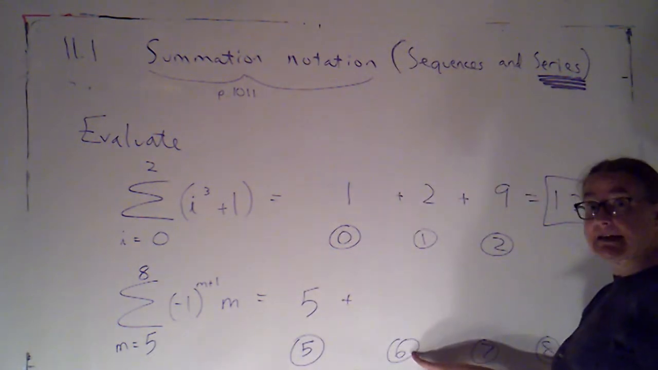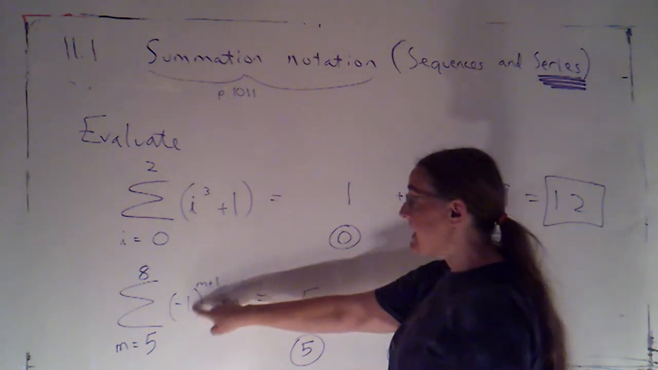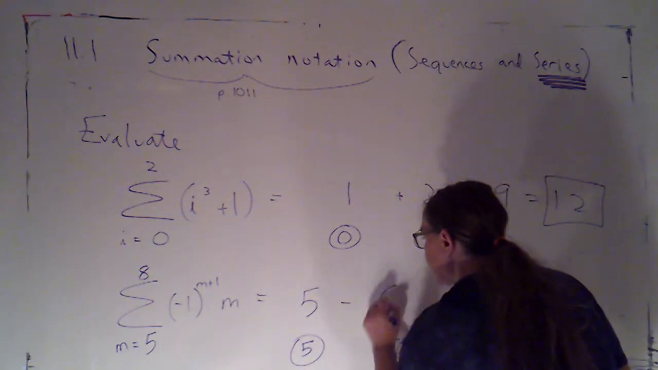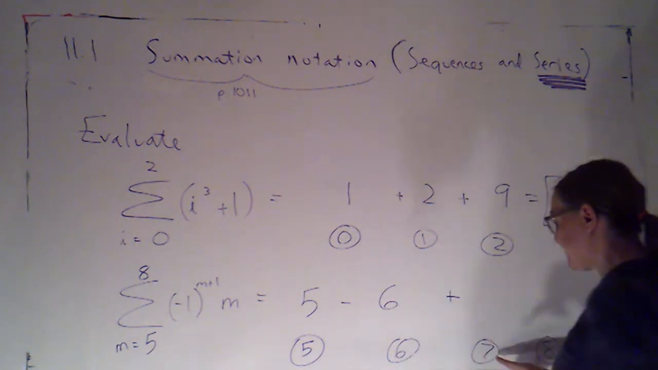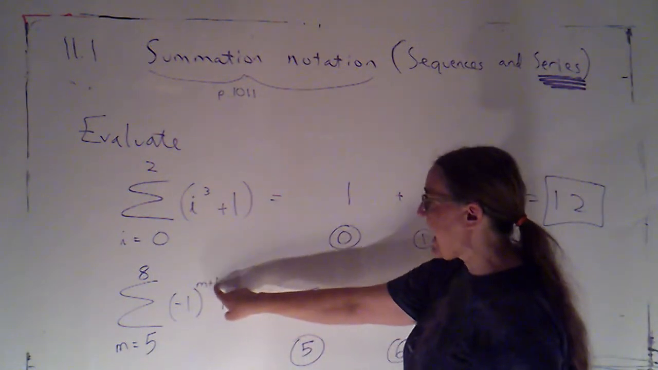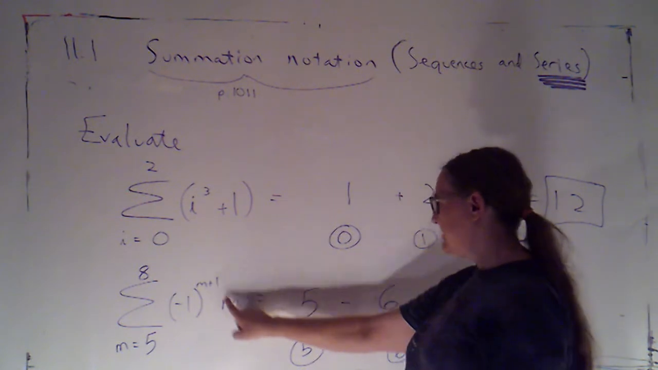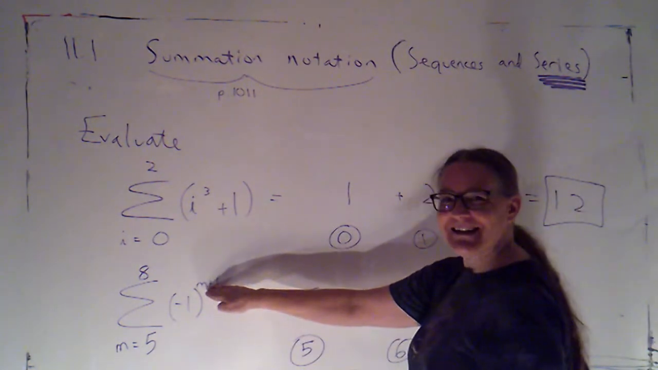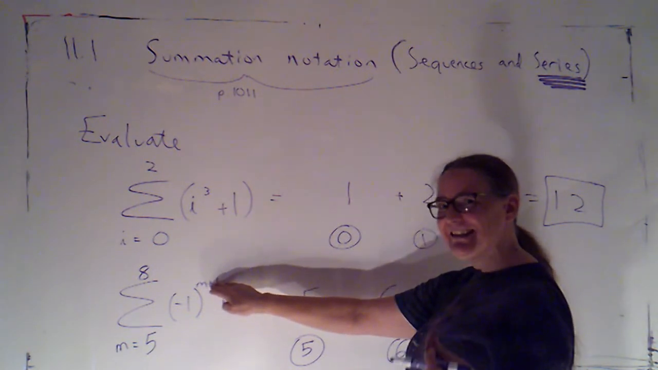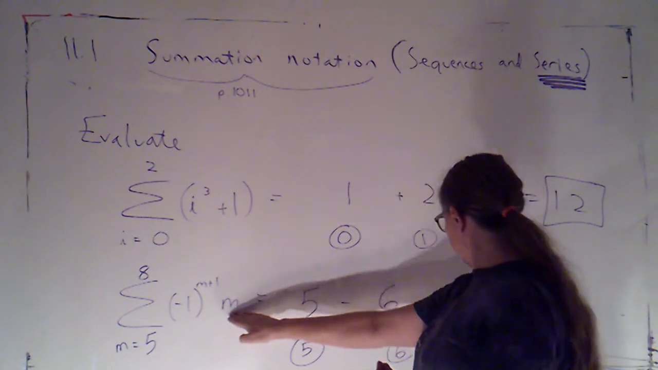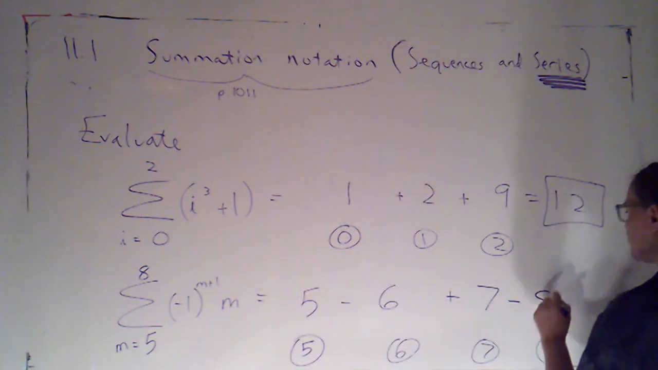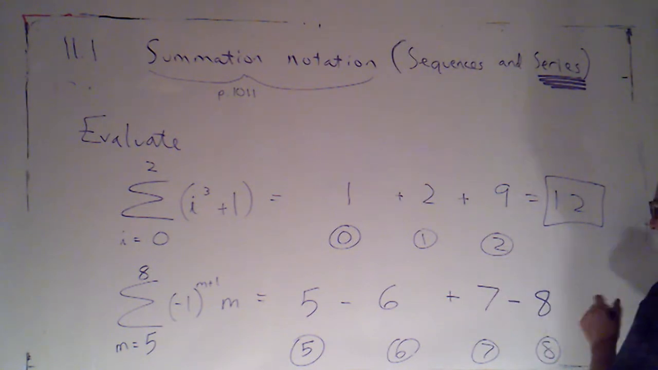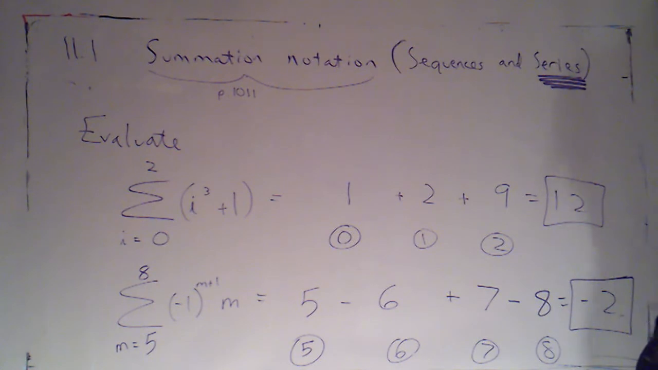Plus, when m is 6, that would make m plus 1 7. Negative 1 to the 7th is negative, and then m is still 6. So we're adding a negative 6. I'm going to just write that as minus a 6. Plus, when m is 7, m plus 1 is 8. Negative 1 to the 8th is positive 1 times m is 7. So we're adding 7. And when m is 8, m plus 1 is 9. Negative 1 to any odd power is negative 1. So we're going to be getting a negative number, and m was 8. So we're adding negative 8. I'm just going to write that as subtracting 8. Okay. So we've got 5 minus 6 plus 7 minus 8. That's going to give me a negative 2 as my final answer.